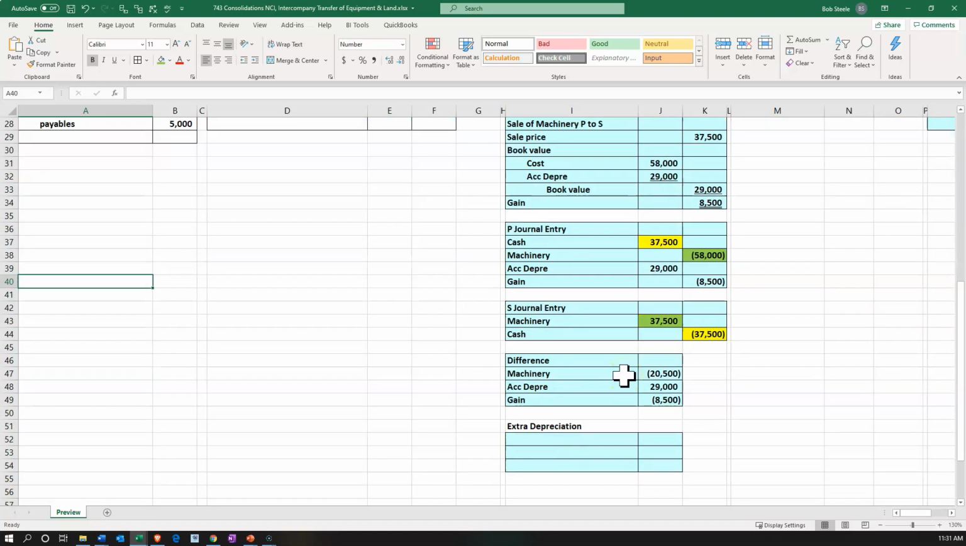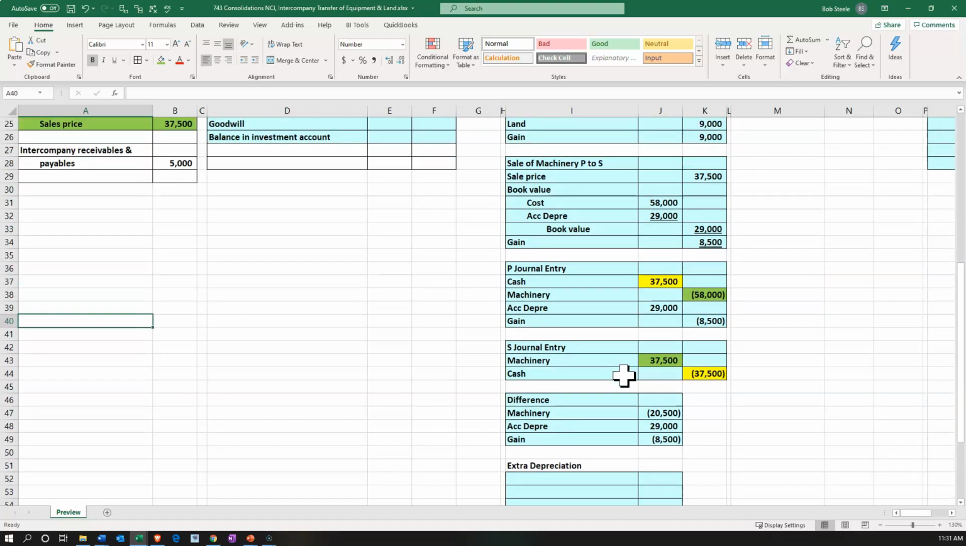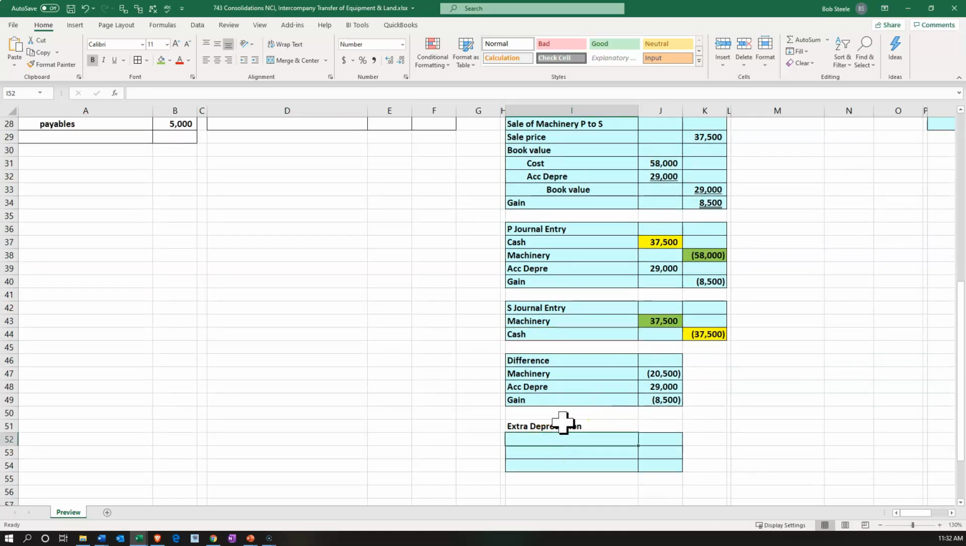Now we also want to think about the depreciation issue, because now S is depreciating the property at $37,500, when it really only had a book value before of this 58 minus the 29, or 29. And so the difference, of course, is the gain here. So it's now on the books at 8,500 more, which is going to result in excess depreciation, and that's going to happen every year after the point in time the sale happened.